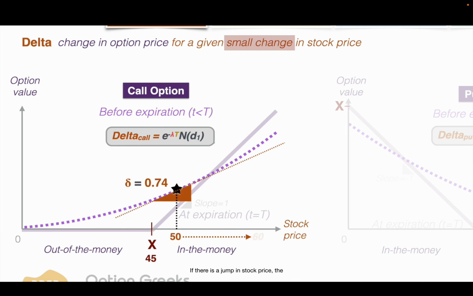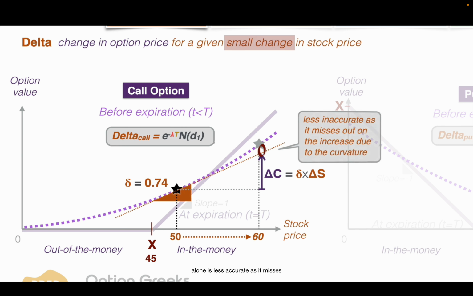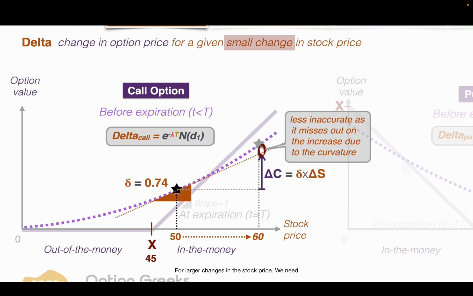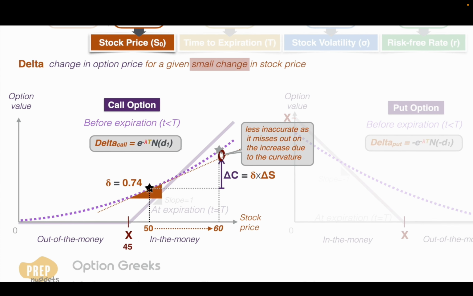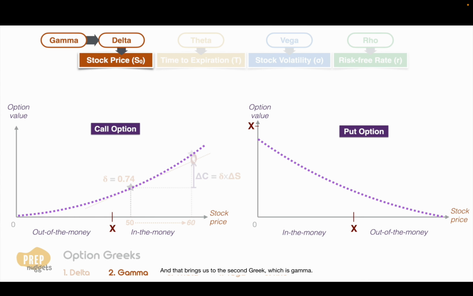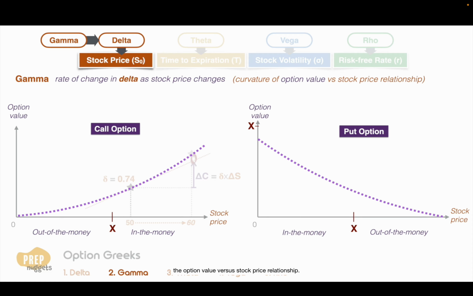If there is a jump in stock price, the estimate of the change in option value using delta alone is less accurate as it misses out on the increase due to the curvature. For larger changes in the stock price, we need better accuracy. And that brings us to the second Greek, which is gamma. Gamma measures the rate of change in delta as the underlying stock price changes. In other words, gamma captures the curvature of the option value versus stock price relationship.